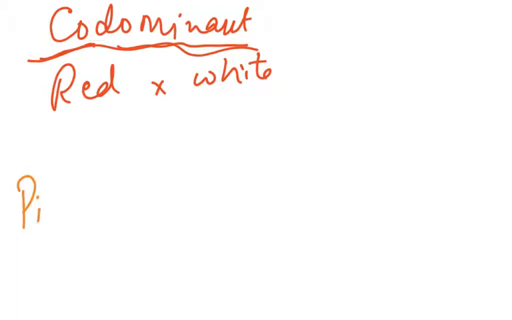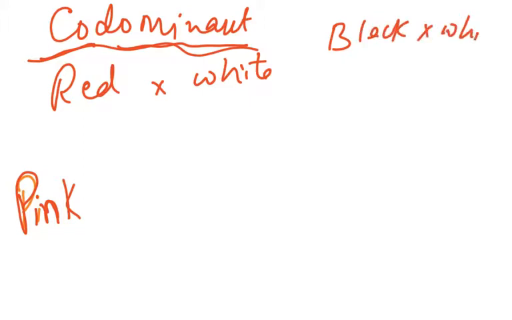All the offsprings are pink. So we have pink. So now you have a red and a white showing its effect, and of course the color being pink, or you can say black into white, all grey. All the offsprings are grey.